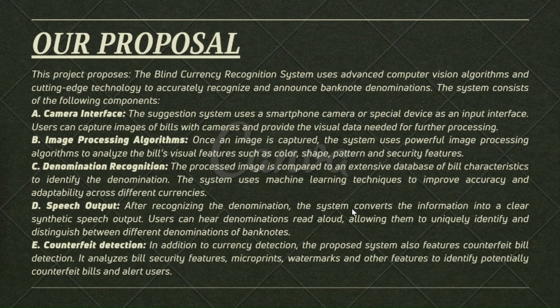So our proposal includes, first, a camera interface. The camera interface will be used to detect live images. Then image processing algorithm. Once an image is captured, the system uses powerful image processing algorithms to analyze the bill's visual features such as color, shape, pattern, and security features. Then the denomination recognition. Our model will be trained using CNN and the model will be imported to recognize the denomination. And speech output. After recognizing the denomination, the system converts the information into clear synthetic speech output. Users can hear denominations read aloud, allowing them to uniquely identify and distinguish between denominations of banknotes.